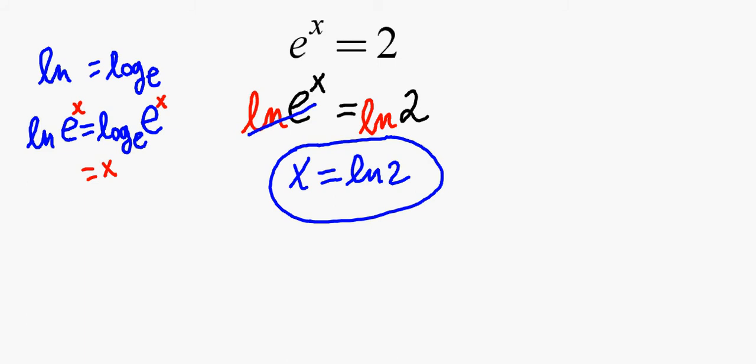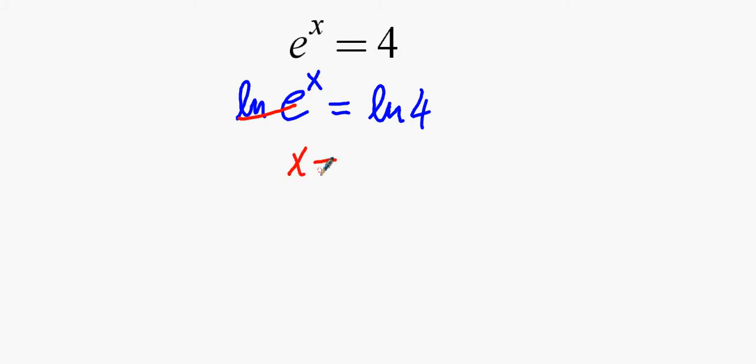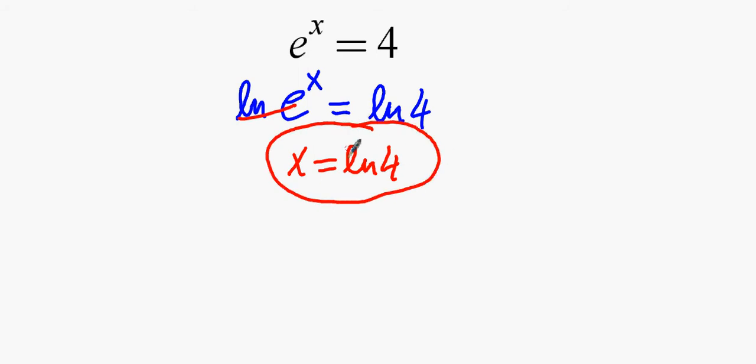Moving on. Next problem, e to the x equals 4. Take natural log of both sides. Now ln and e cancel each other out, so we have x equals natural log of 4. If you're interested in how much that is, just put it in the calculator.